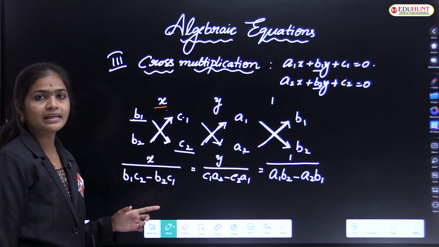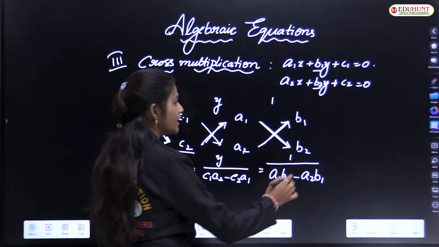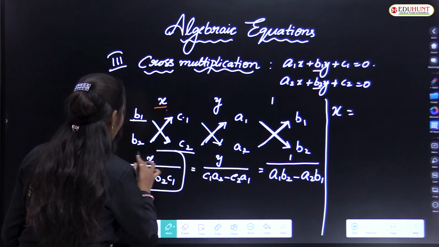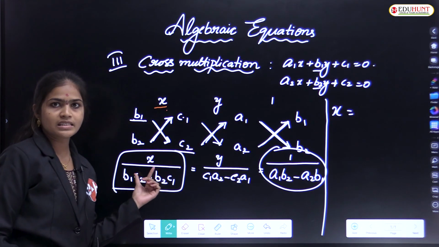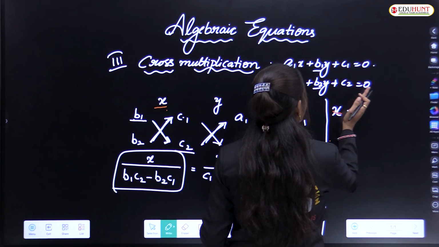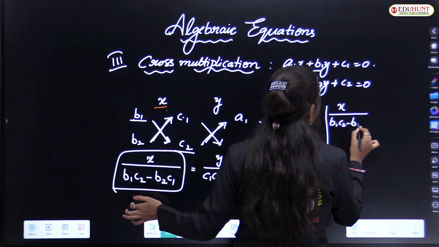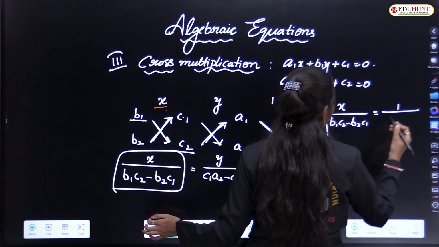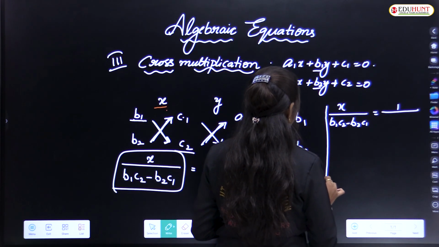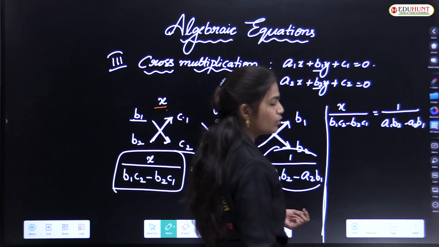By using this condition, what are the formulas for x and y? How do we find the values of x and y? From this, we need to write the x value. So equate the x coefficient and the constant, and then you will get the value of x. So x by b1 c2 minus b2 c1 is equal to the constant term 1 by a1 b2 minus a2 b1.